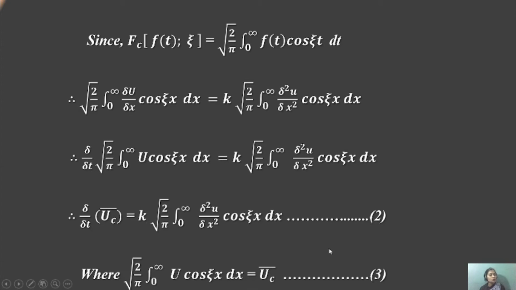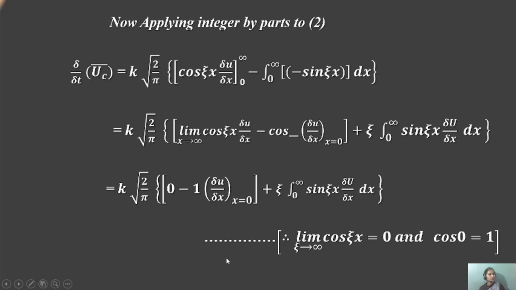equals k, with the same condition where square root of 2/π integration 0 to infinity u cos ξx dx equals u_c, the cosine transform of u. This is considered as equation three. Okay, put up this value.